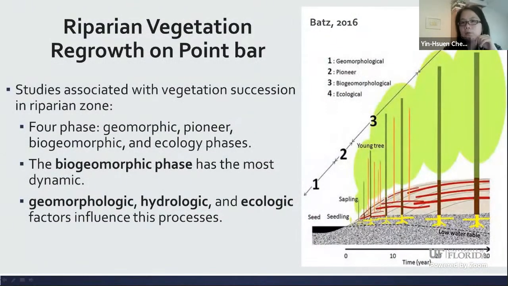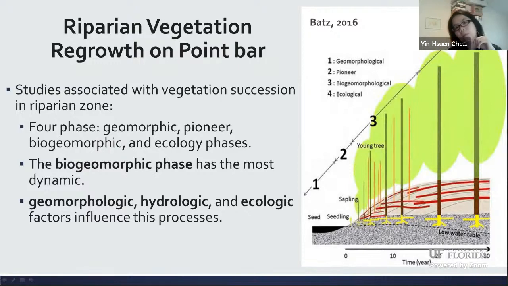As part of my postdoctoral studies, I've been focused on how the riparian vegetation re-established and regrew on the point bars in the Apalachicola River.